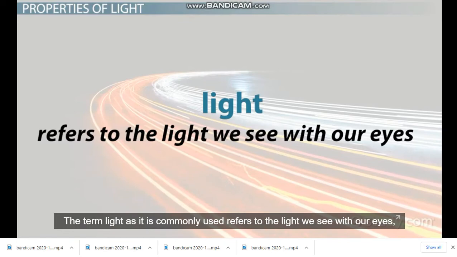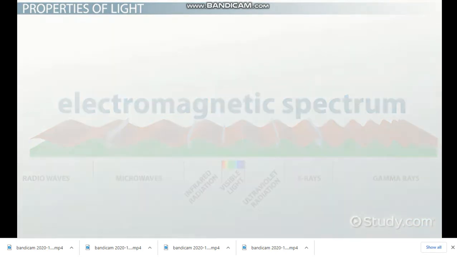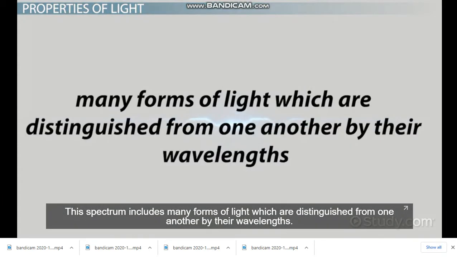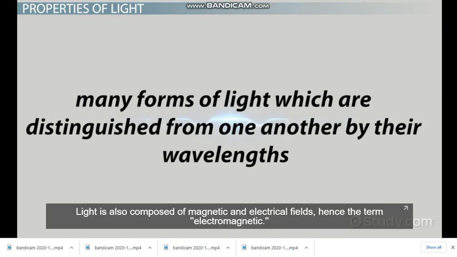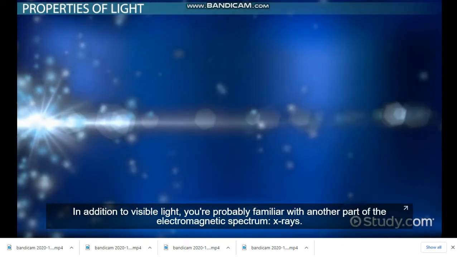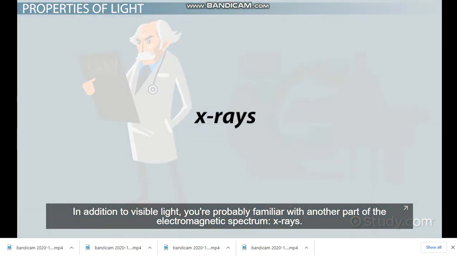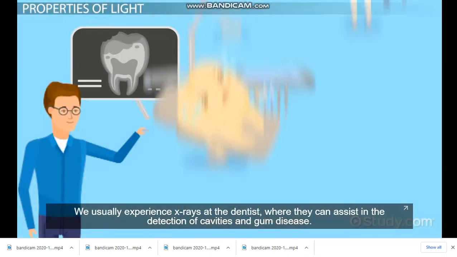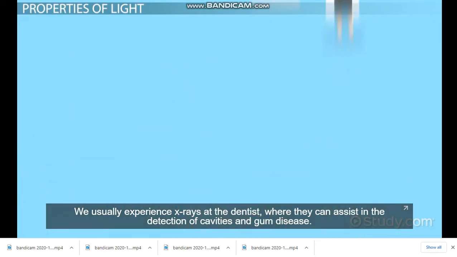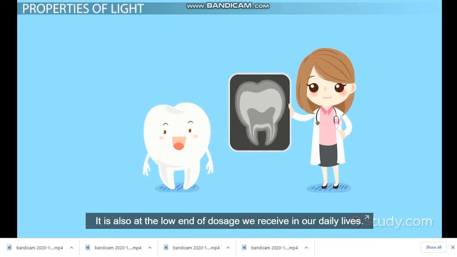We see light with our eyes, but this only comprises one part of the electromagnetic spectrum. This spectrum includes many forms of light which are distinguished from one another by their wavelengths. Light is also composed of magnetic and electrical fields, hence the term electromagnetic. In addition to visible light, you're probably familiar with another part of the electromagnetic spectrum, X-rays. We usually experience X-rays at the dentist, where they can assist in the detection of cavities and gum disease. It is also at the low end of dosage we receive in our daily lives.